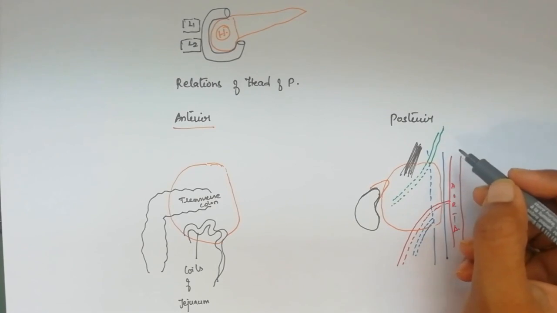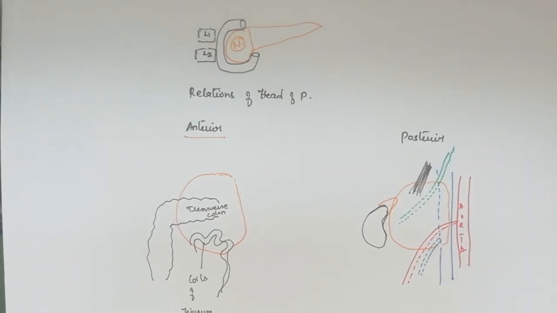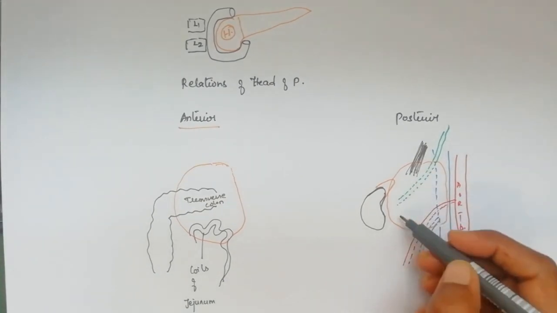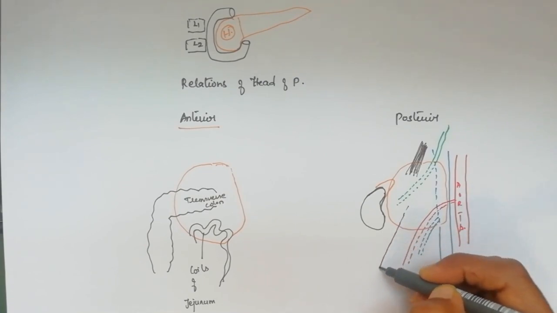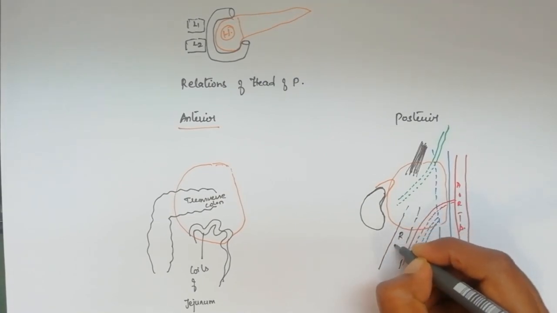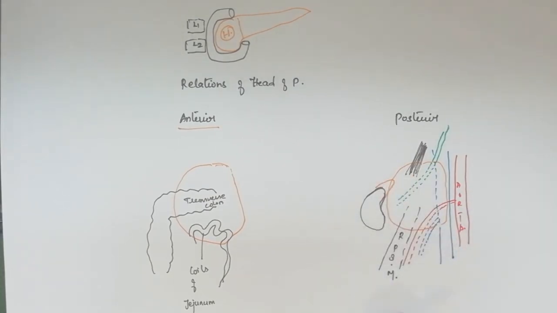And also we have the right psoas major, which will also be related. A part of the right psoas major muscle will get related over here. So these are the relations seen in the posterior aspect of the head of pancreas.